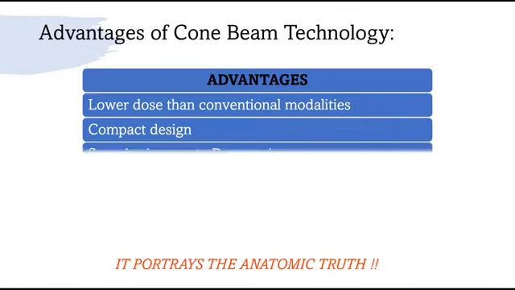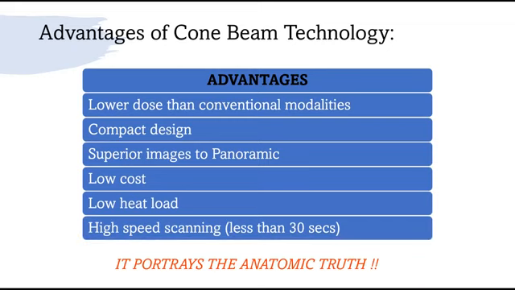Now, better understanding of anatomic morphology is very important. Talking about the advantages of cone beam technology, it allows for a better understanding of anatomic morphology, and it uses a low dose compared to the helical or spherical modalities. The machine design is a compact version. It has superior images compared to panoramic radiographs. The cost of the machine is low in comparison with conventional CT machines. There is low heat generation. And the scans get acquired fast, in less than 30 seconds, as compared to the conventional, which take around 60 to 90 seconds. And most importantly, it portrays the anatomic truth.